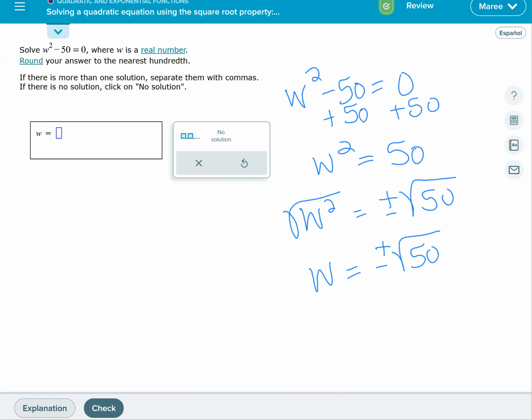And it is 7.07106. So we're supposed to round to the nearest hundredths. So we're going to put 7.07, and then we'll also put the negative of that number.